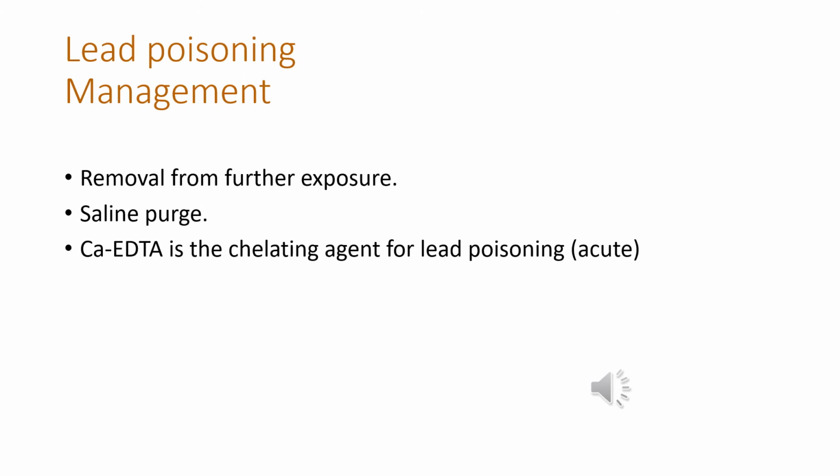So how is a case of lead poisoning managed if the poisoning has occurred? The first thing to do is to remove the person from further exposure, remove him or her from the environment where the exposure has occurred. A saline purge is done, where saline is given and output is measured, and it results in clearing up of some of the lead that is in the blood. Calcium EDTA is the chelating agent for lead poisoning. In acute cases, calcium EDTA is given.